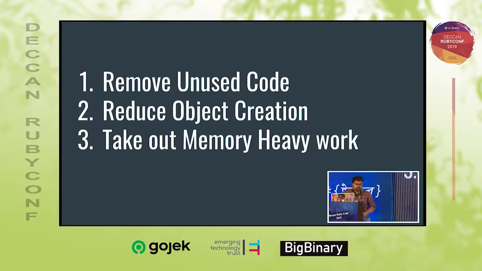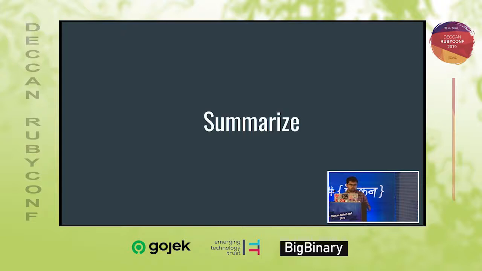So that's the idea. To summarize, we have to remove the unused code, second is to reduce the object creation, and third is to take the memory-heavy work out. So these are the three things that you should do.